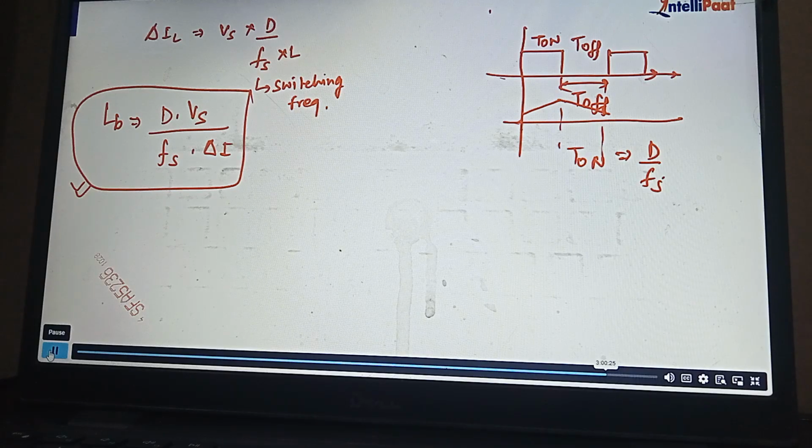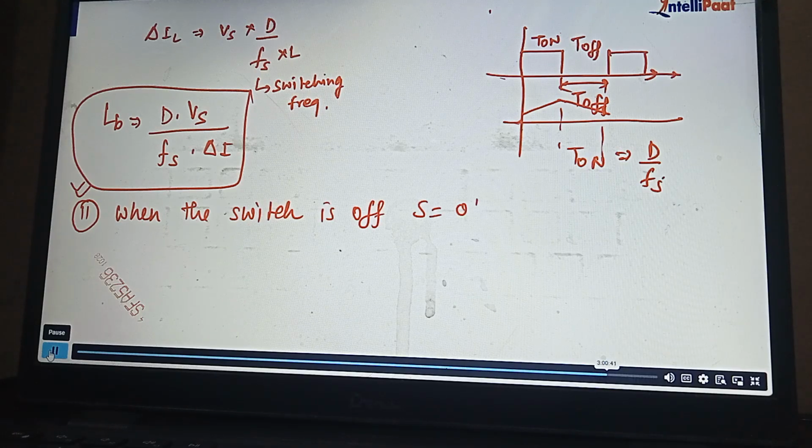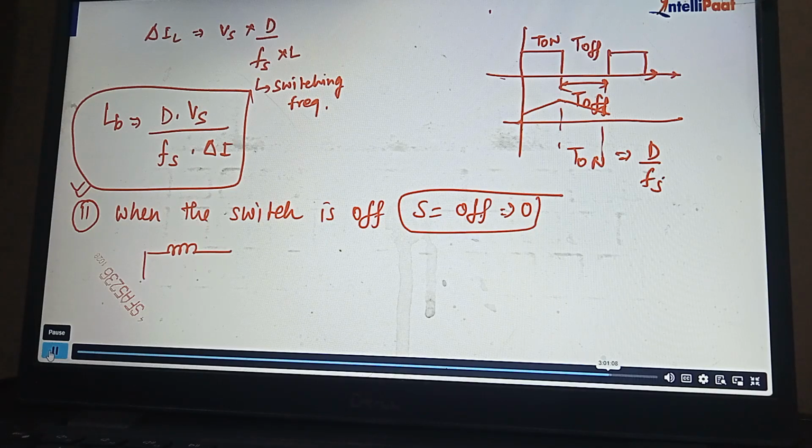Now, the relation between output voltage and input voltage. When the switch is off, means S is getting 0 signal, what will be the circuit? If S is off, we have the inductor, and here V in, suppose.